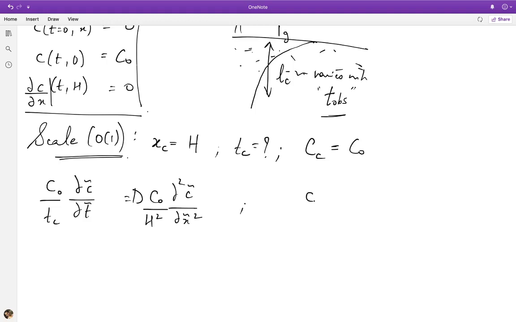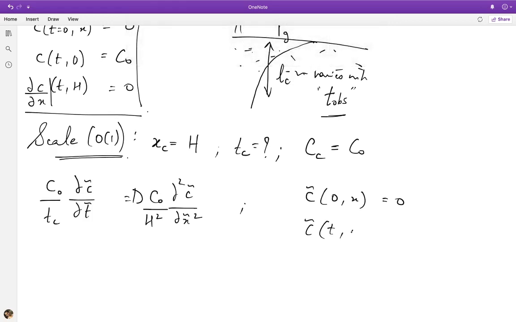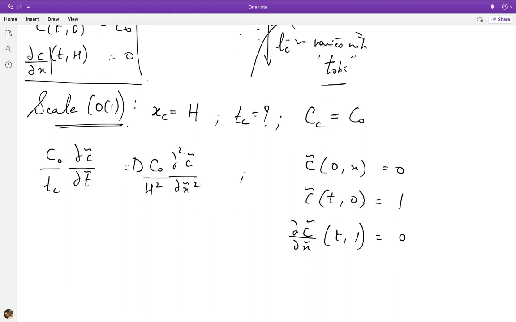And our boundary conditions non-dimensionalize in a simple way as follows. At all times, c̃ at x̃ equal to 0 is 1, because we scaled with c naught, and the gradient at the other end is 0. Okay, that looks good. So our boundary conditions are scaled, but now for the equation we are still left to determine the time scale t_c. So let's first choose which term should have 1.